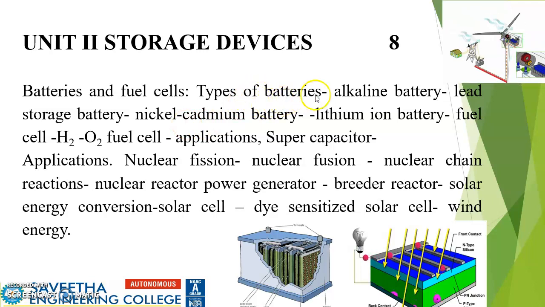The types of batteries we'll be studying are the alkaline battery, lead acid storage battery, nickel cadmium battery, lithium ion battery, and fuel cells. Many fuel cells exist, but you'll be dealing with hydrogen oxygen fuel cells and supercapacitors and their applications. We'll also be dealing with some energy sources like nuclear fission, nuclear fusion, nuclear reactor, breeder reactor, solar energy, and wind energy.